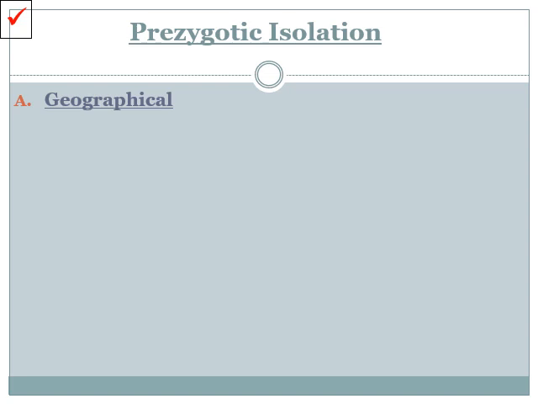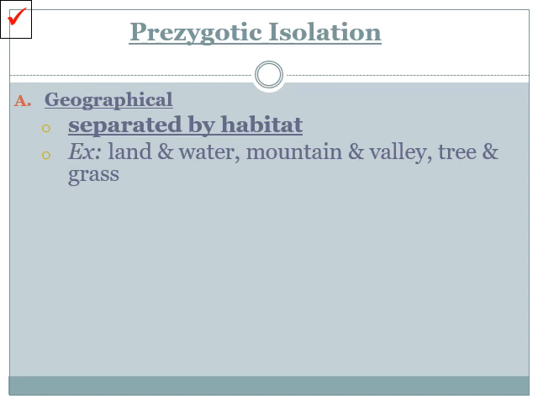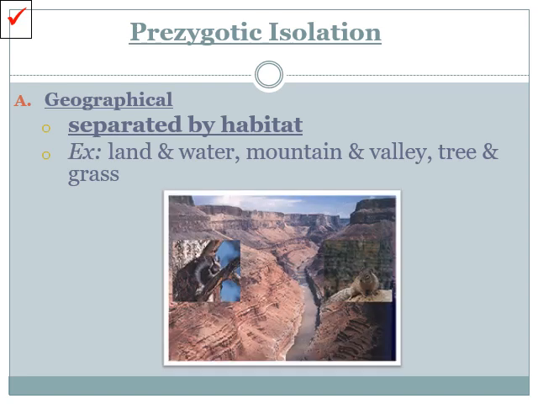So prezygotic isolation. The first type is geographical. Organisms are separated by habitat, for example, land and water, mountains and valleys, or trees and grass. So in this case, if you take a look, it doesn't matter how much game these two squirrels spit at each other. They can't reproduce. There's a canyon dividing them.